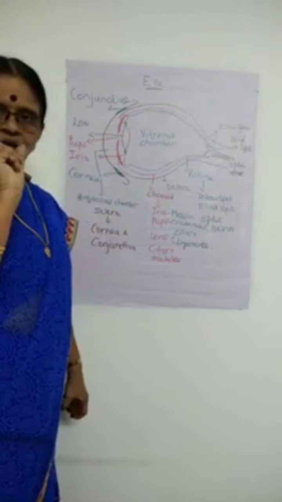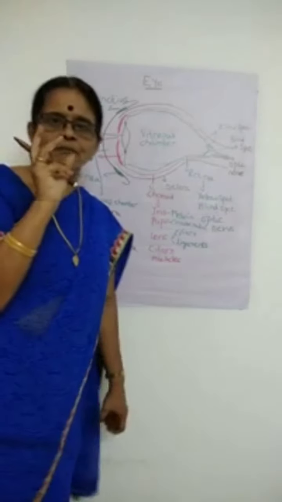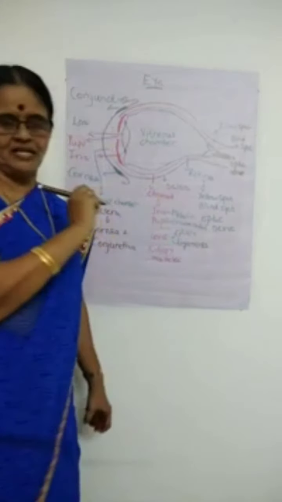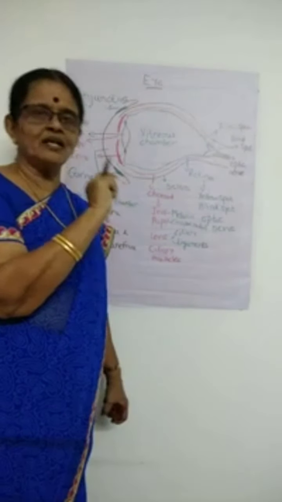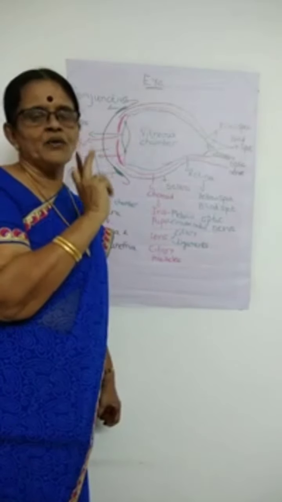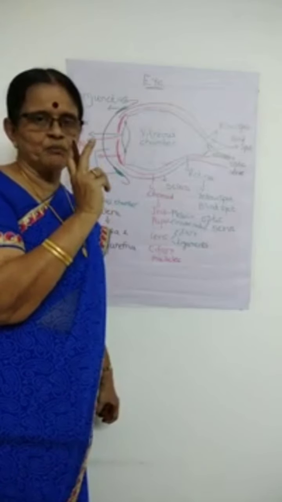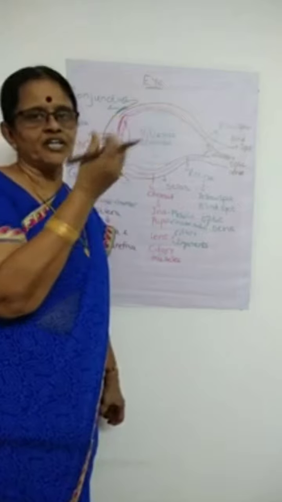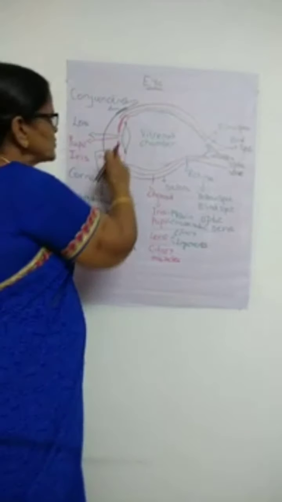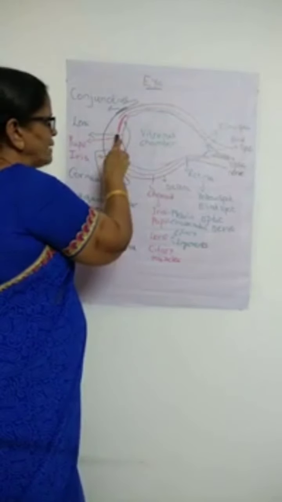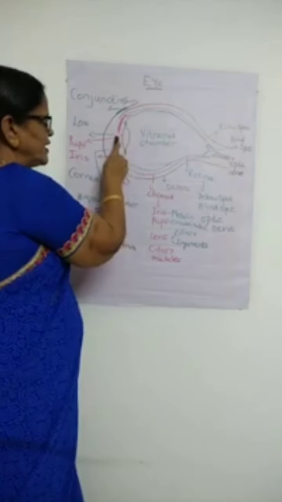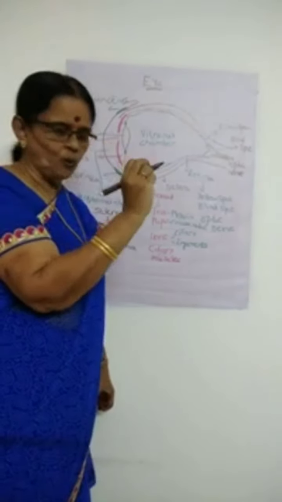What is that opening called? Pupil. So this pupil is made up of two types of muscles, that is a circular muscle and a radial muscle. Which are the two muscles? Circular muscle and radial muscle. These two muscles control the functioning of the pupil, that is opening and closing according to the intensity of light. So this particular aperture, this gap, is called the what? It's called the pupil. So in the iris there is a small opening, and that is what is called the pupil.